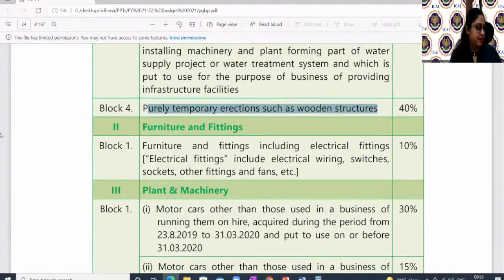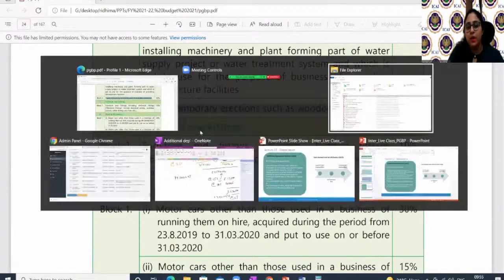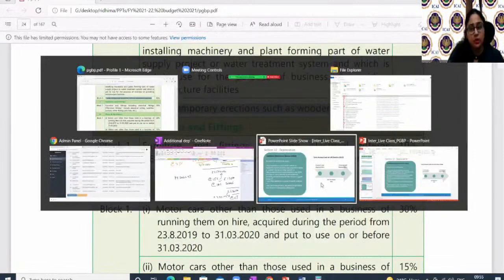and is depreciable at the rate of 40%. Okay. Next part. Next part of this is cost.